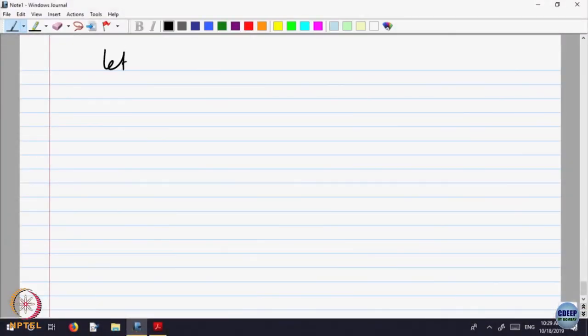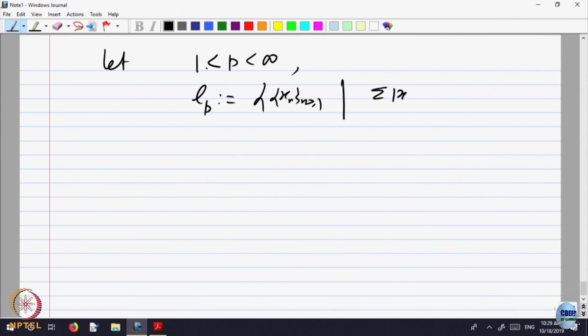So let 1 < p < infinity. Look at L^p. Now you realize why I was using 1 and 2 and so on. It is all sequences such that sigma |x_i|, in L^1 we just took the sum, in L^2 we squared them, and now we take the pth power and take the pth root is finite.